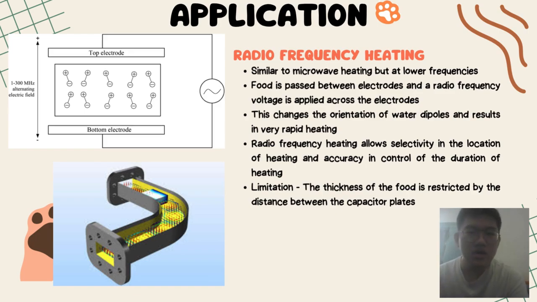Okay, so there is another application which uses RF heating, radio frequency. It is a similar process, but using a lower frequency. The food is passed between the electrodes and a radio frequency voltage is applied across the electrodes. The change of orientation of water dipoles results in very rapid heating. RF heating also allows selectivity in the location of heating and accuracy in control.